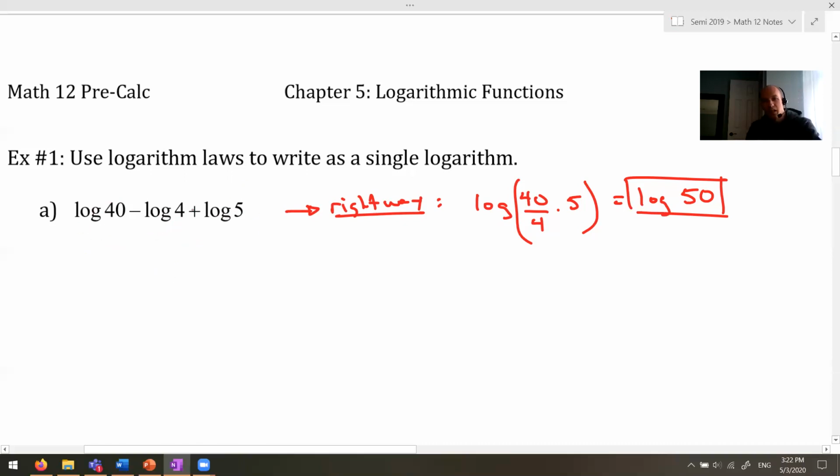Okay, and I'm going to erase this, because when someone's looking at this later, they're going to go, why is it a right way, not a wrong way? Okay.